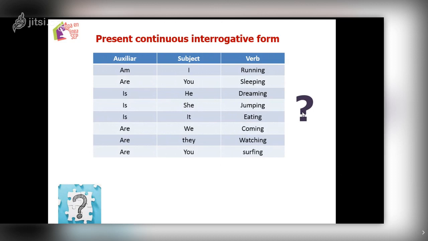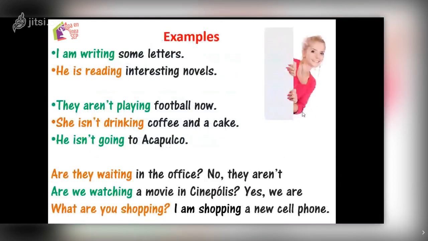And the auxiliary goes in the same way at the beginning, and don't forget to write it with a capital letter, okay? Example, is he dreaming? Is she jumping? Are we coming? Are they watching TV? And are you surfing, okay? Well, I hope that you don't have any questions.